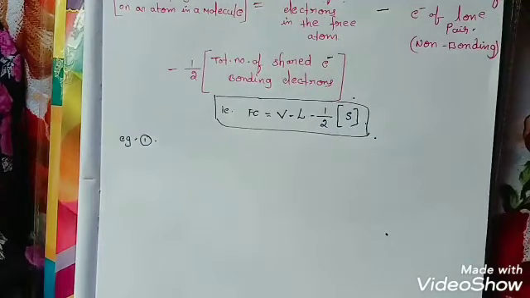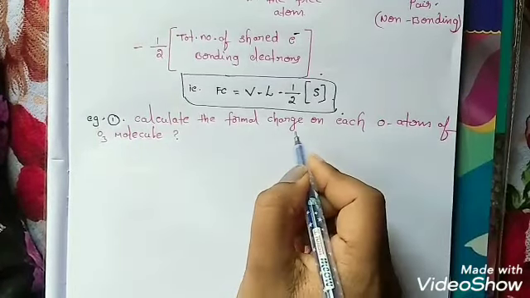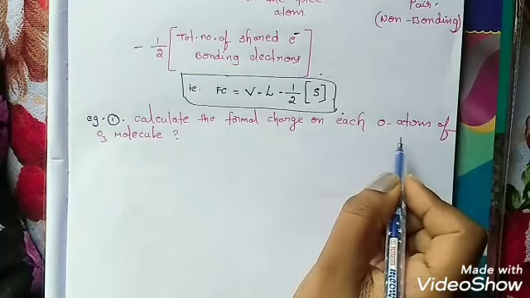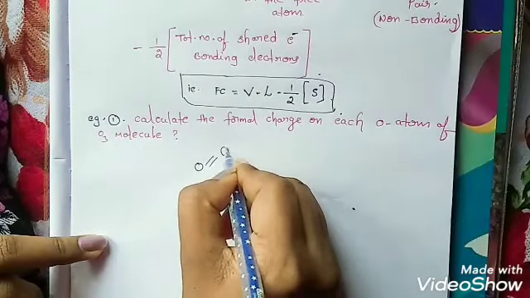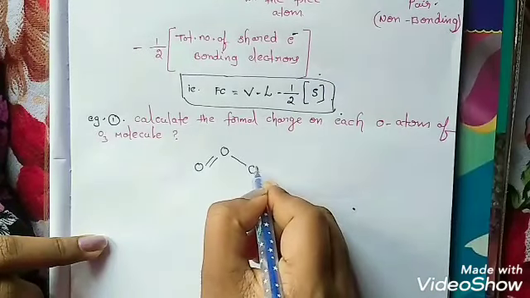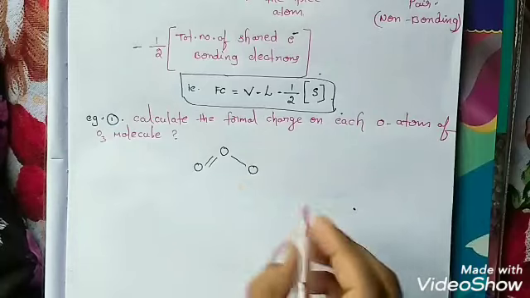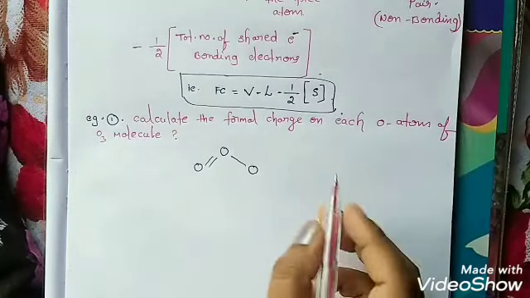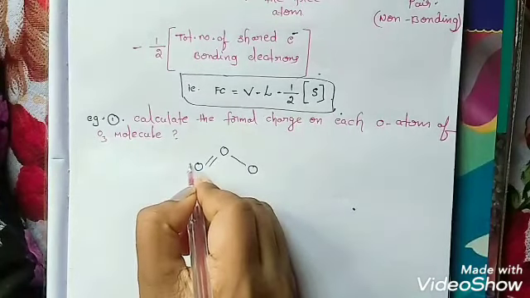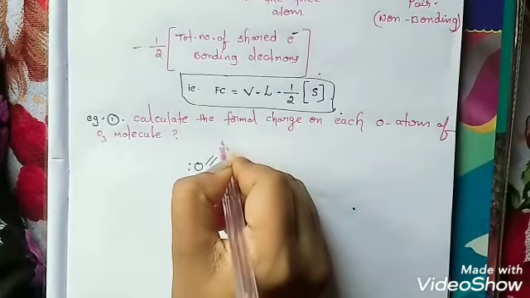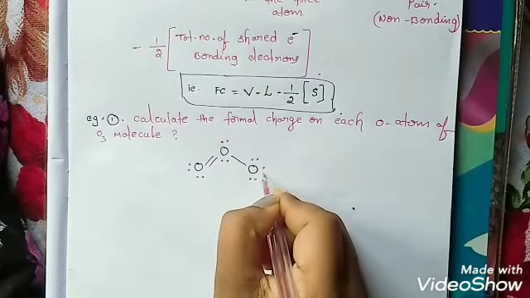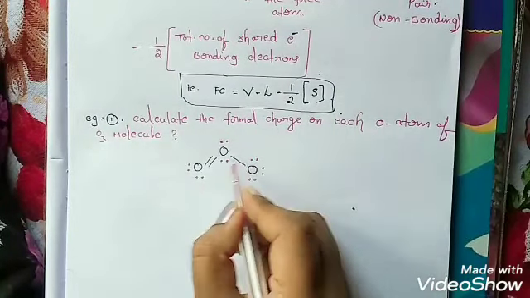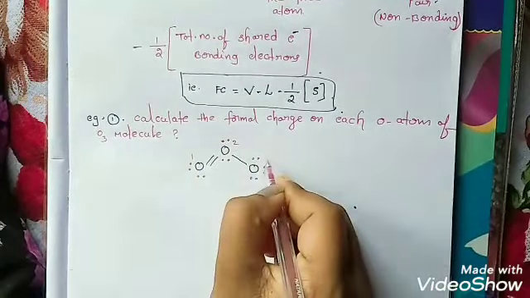Calculate the formal charge on each oxygen atom of the O3 molecule. For this, let us see the structure of the ozone molecule. The ozone molecule has 3 oxygen atoms, just like this. If you denote the Lewis dot structure with the pairs of valency electrons, just like this, here are 2 lone pairs of electrons, here 3 lone pairs of electrons. Then the atoms are numbered 1, 2 and 3.